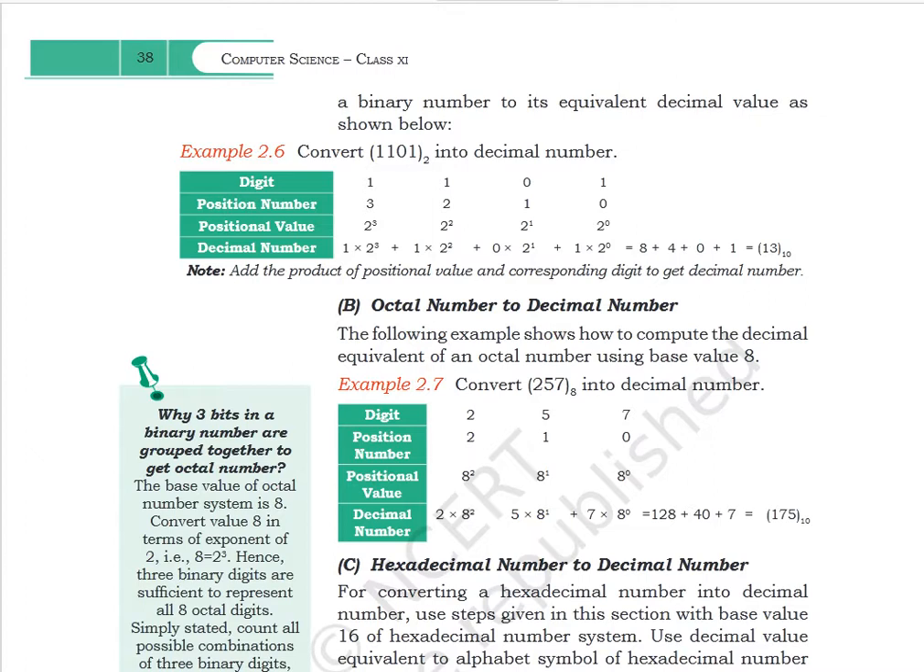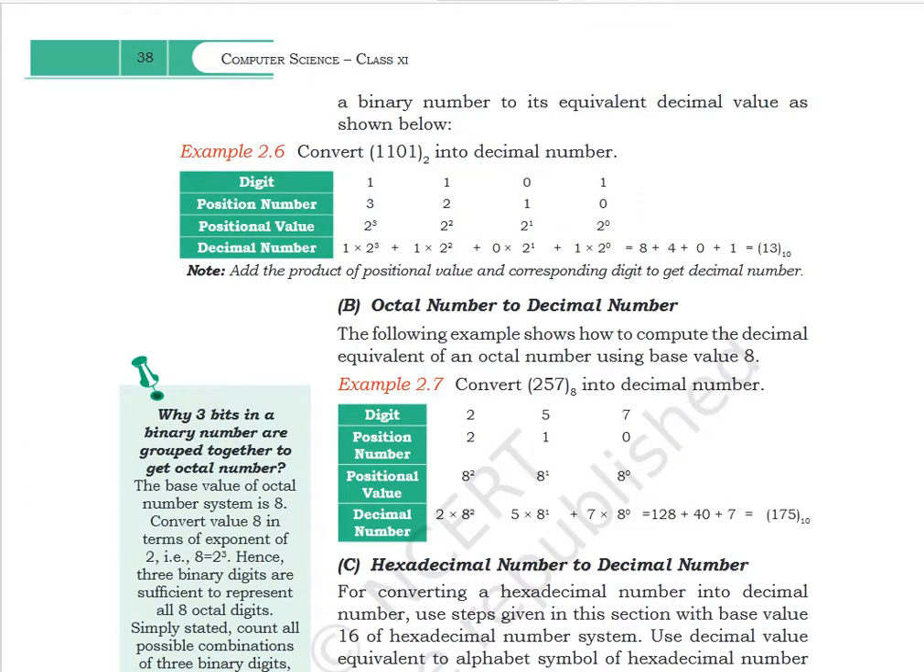Convert 1101 to the base 2 into a decimal number. Our given number here is 1101. This is a binary number. How can you understand that this is a binary number? Because here the base is given as 2. We write down the base here and this is the given number 1101, and we have to convert this number into a decimal number. Now, you can make this chart.